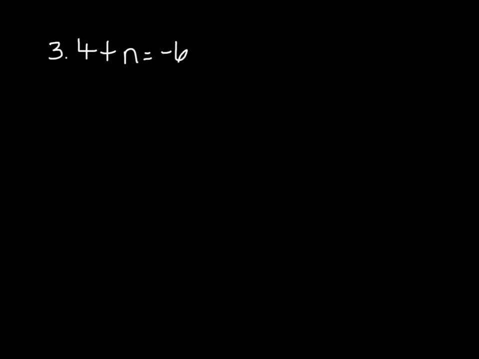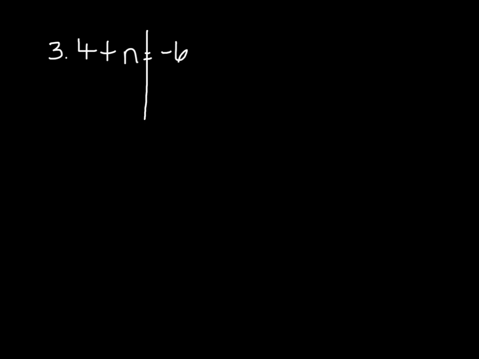Okay, what's the next thing I need to look at? Well, I need to look and see what is on the same side of the wall as the n. I've got a 4, an n, and negative 6. 4 is the only thing over here with the n. So I've got to get that 4 and move it to the other side.